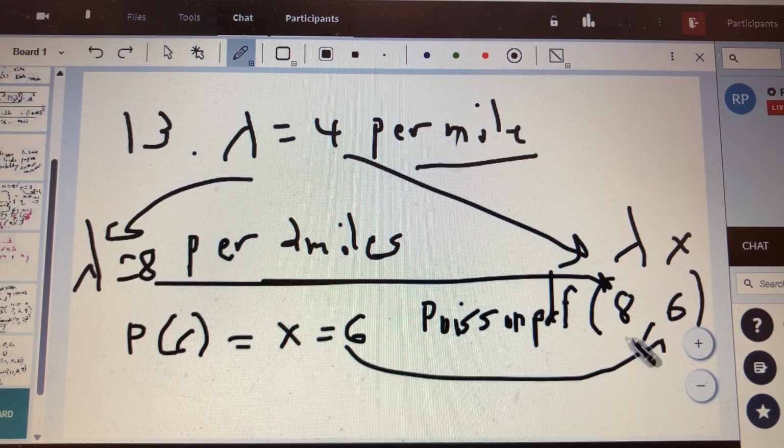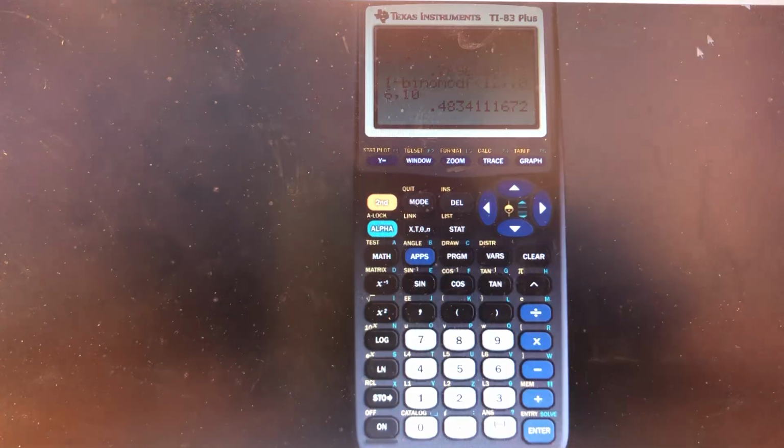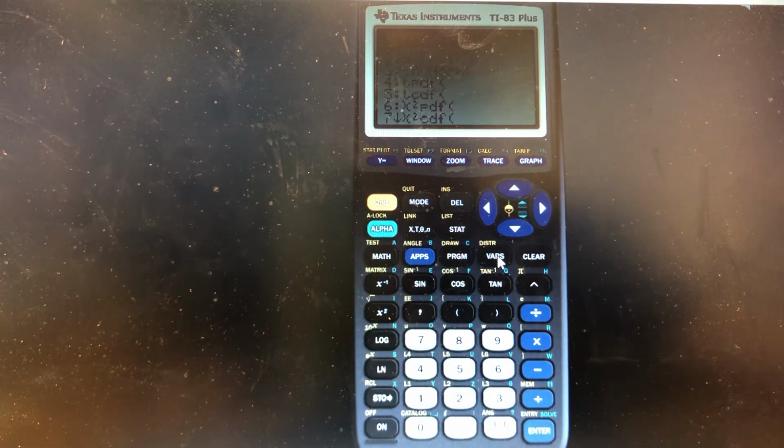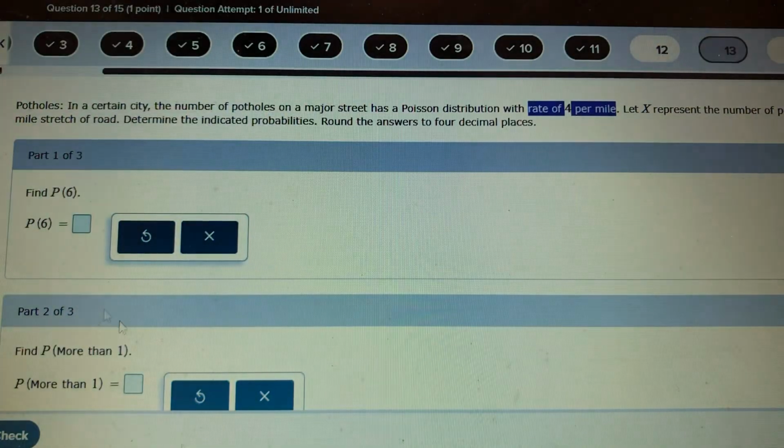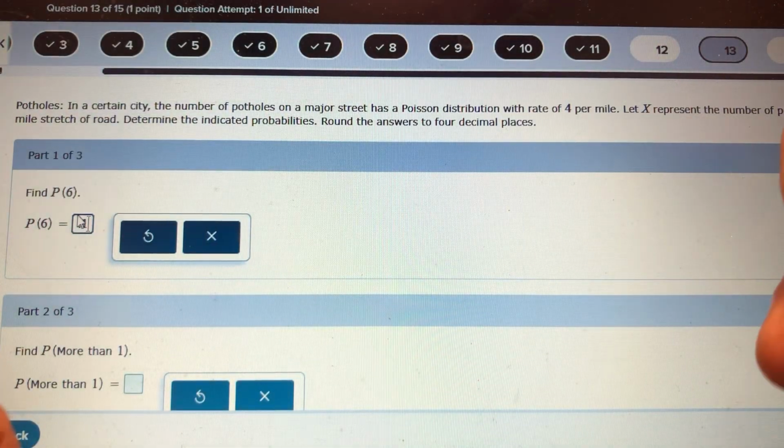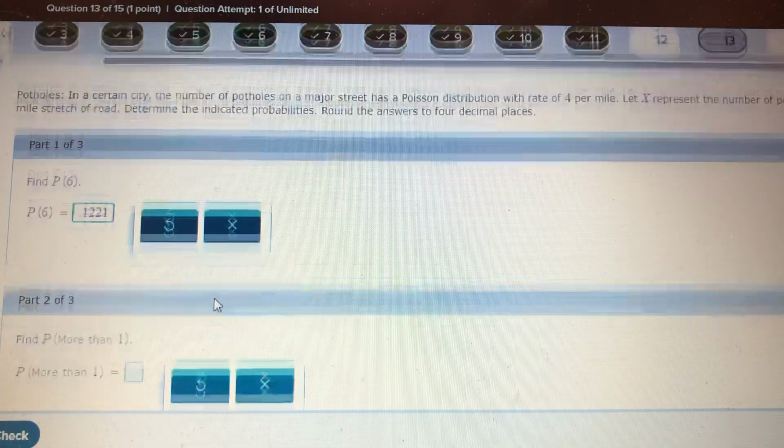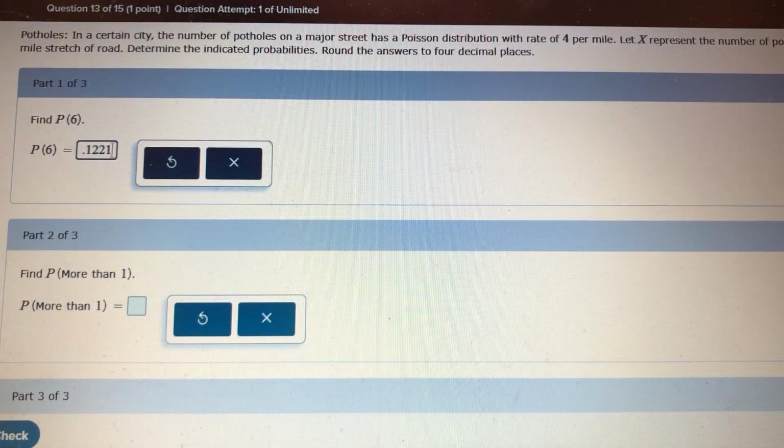Poisson PDF 8, 6. And you do this exactly the same way. Second vars, up arrow, but stop on the 2 that say Poisson. Maybe you thought that said poison, but poison only has 1 S. This has 2 S's. Poisson PDF 8, 6. So 0.1221. Or you can do more than 1.